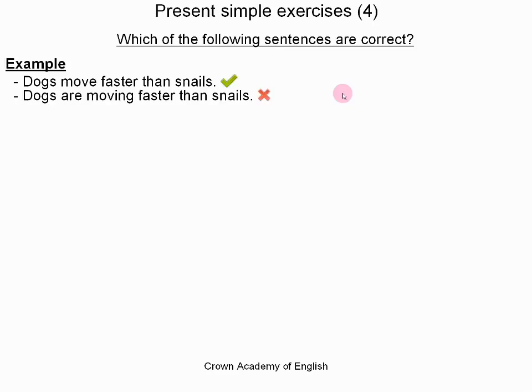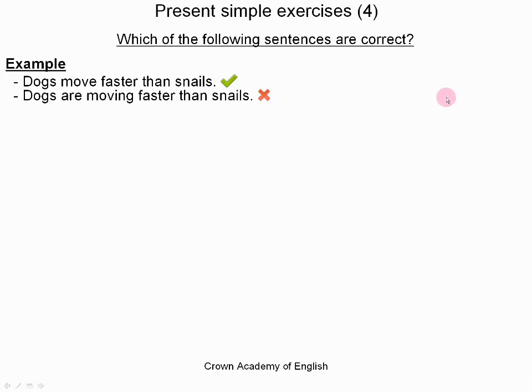Well, the first one is right, and the second one is wrong. And the reason is, it's because we're discussing a fact here. We're discussing a permanent situation. Dogs move faster than snails. It's a fact. It's always the case. A snail is never going to move faster than a dog. So it's a permanent situation. So we use the present simple tense. We must use the present simple tense. And it's the first sentence which is in the present simple. The second sentence is using the present continuous. So that is wrong.